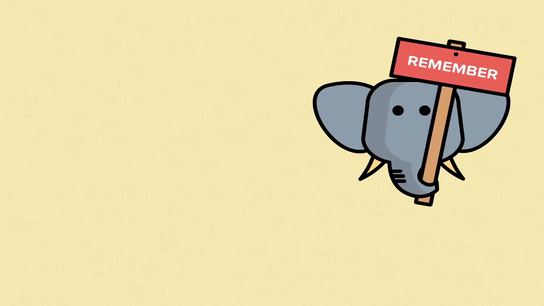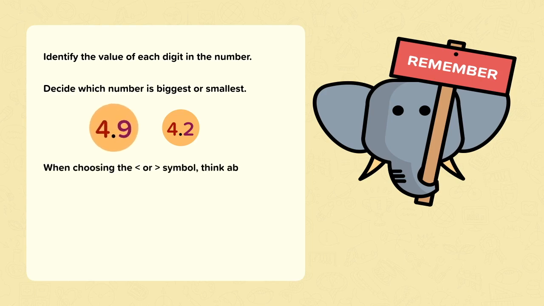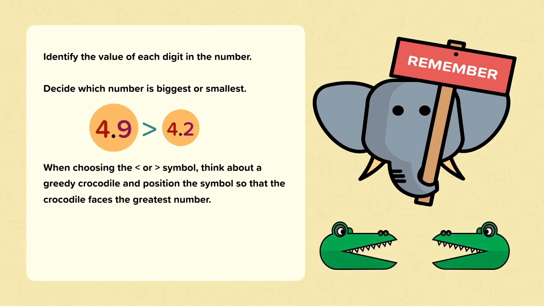So remember, when you're comparing decimals, identify the value of each digit in the number. Decide which number is biggest or smallest. And when choosing which symbol to use, think about a greedy crocodile and position the symbol so that the crocodile faces the greatest number. And use the words greater than or less than to compare the numbers in words.